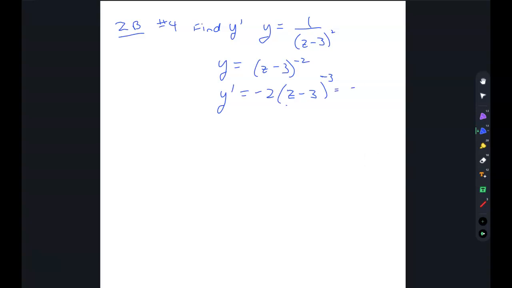And if you needed to write it as a fraction, remember we're going to be going places with this derivative thing. Either way, this or this is the correct answer. So let's look at number 6.